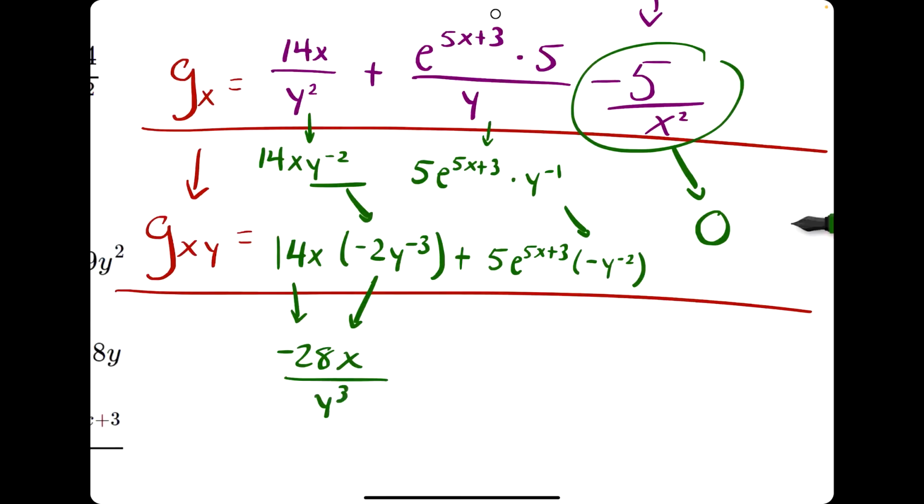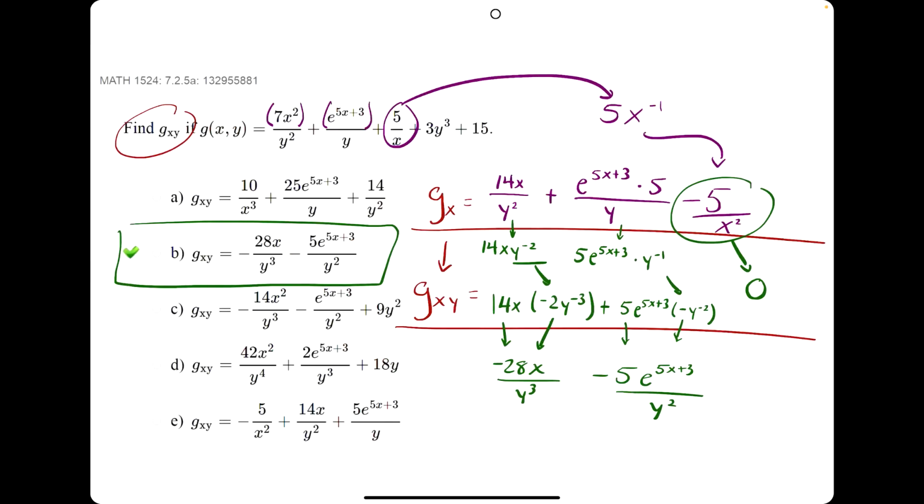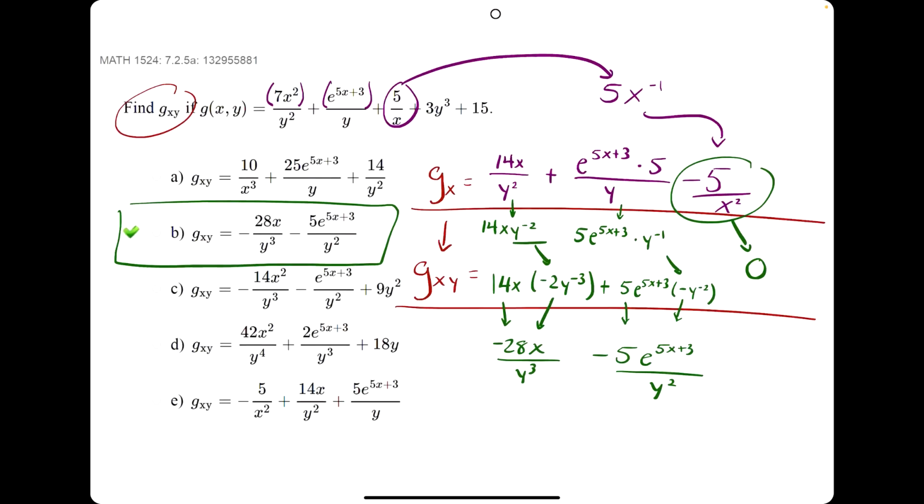We leave the x. We throw the y cubed in the denominator. This negative times 5 is negative 5. We leave the e term, and then we throw the y squared in the denominator. And b is our answer. And we're done. Now, with having just learned all these partial derivatives, these are very challenging problems if you're trying to find all the derivatives of every single term like we just did.